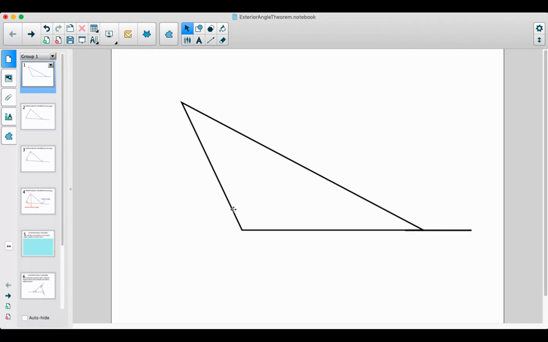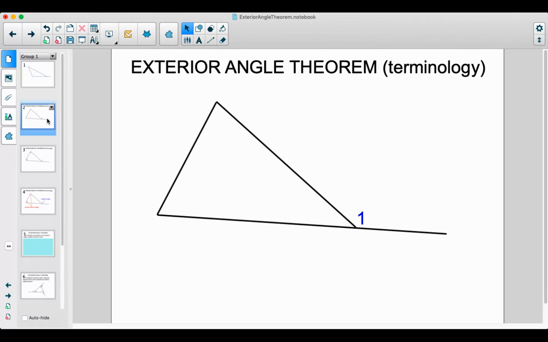And I could, of course, extend this side down here if I wanted, or extend any side really, and you would have an exterior angle. So yeah, here we go. There is an exterior angle. I just extended that one particular side.